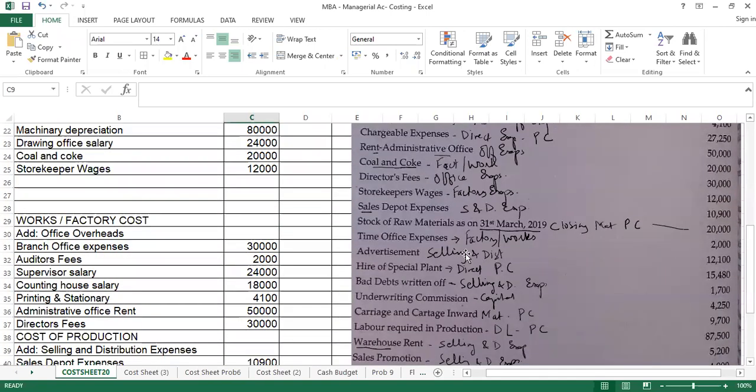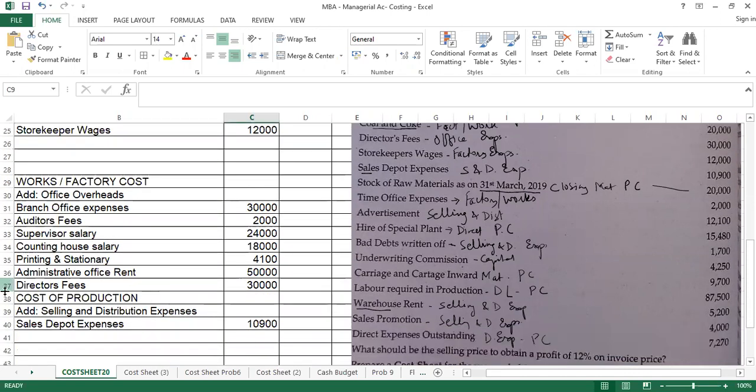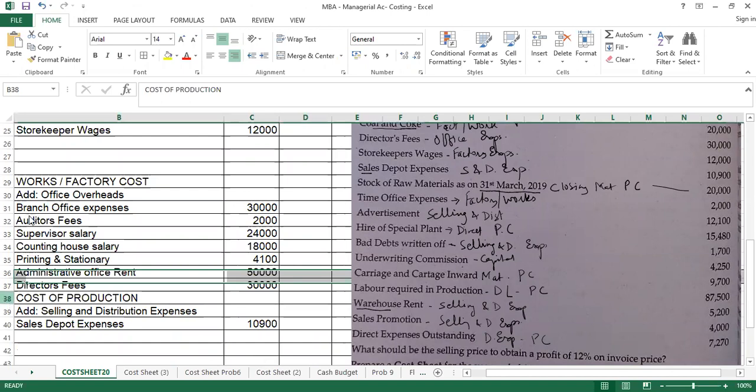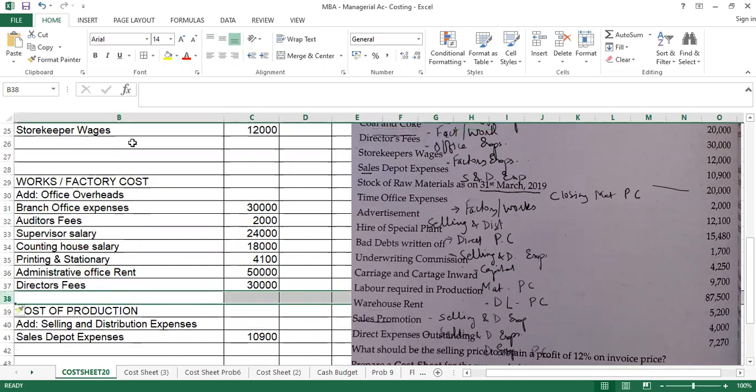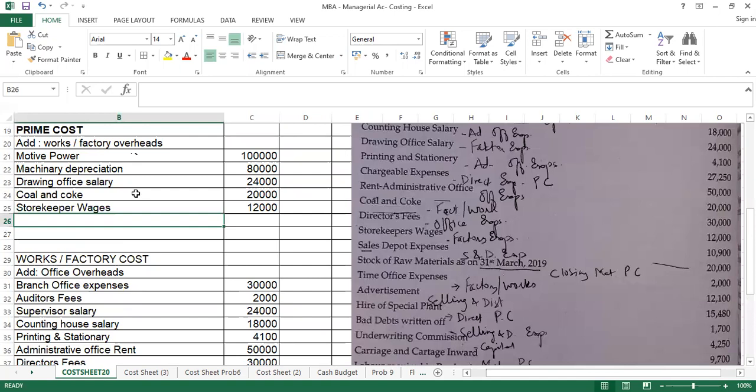After closing stock, what is there? Time office expenses, that is factory expenses. So time office will be added to factory expense. Time office will go to factory overheads. The amount is 2,000. Very good.